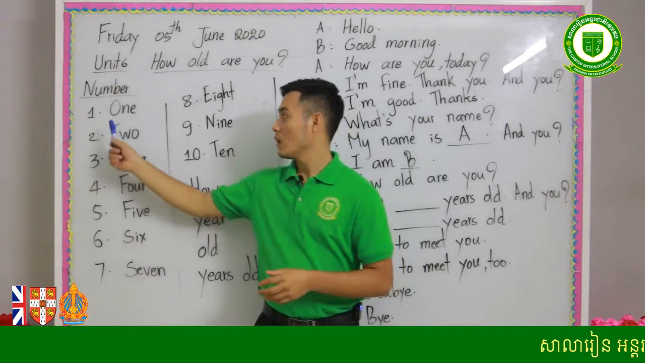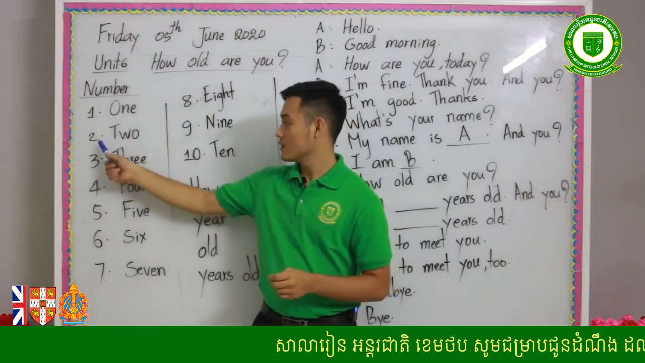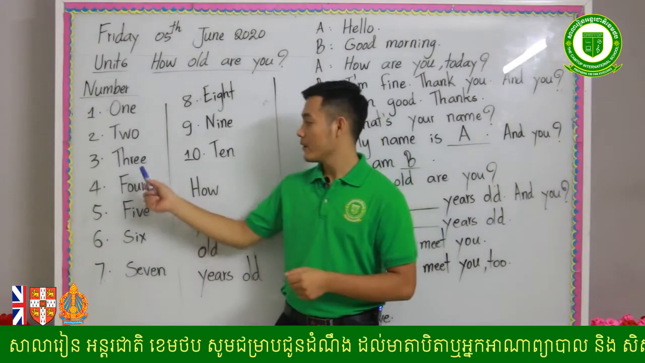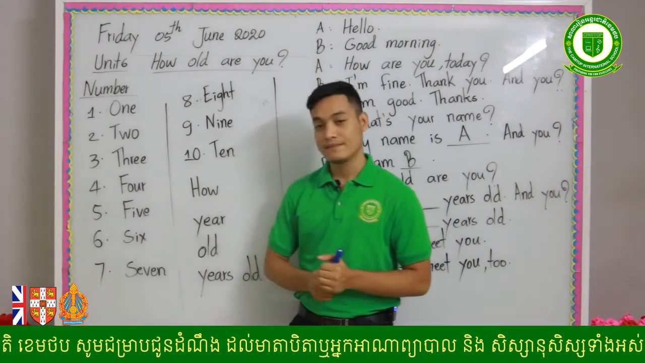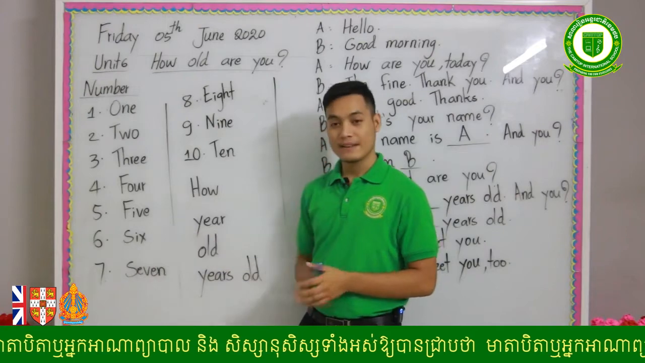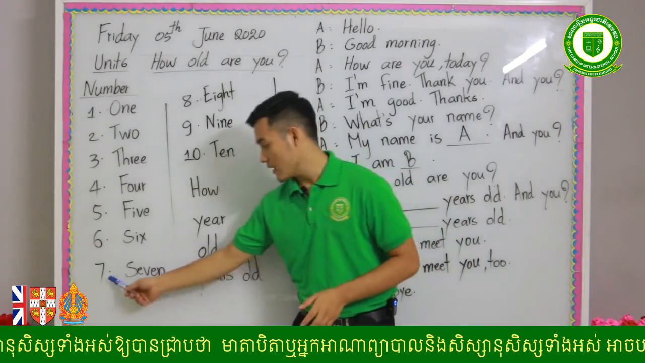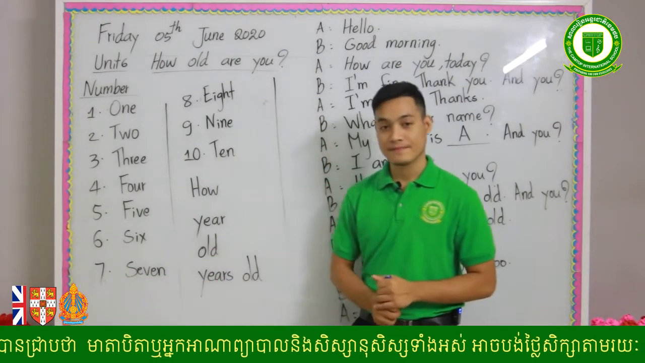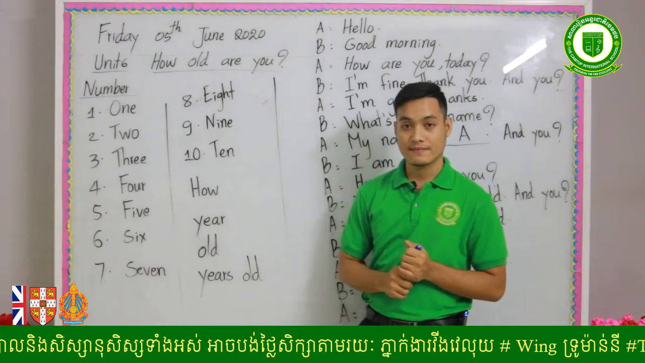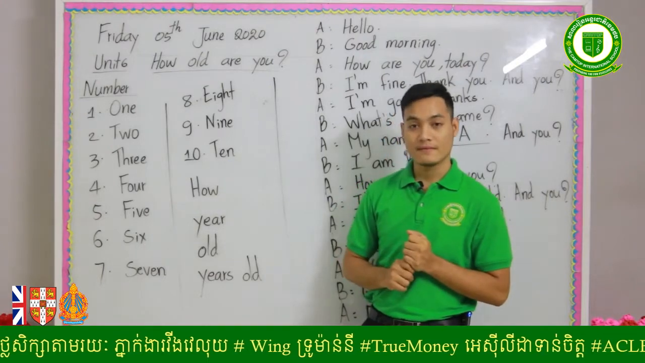Number. Okay, two times. One. One. Two. Two. Three. Three. Four. Four. Five. Five. Six. Six. Seven. Seven. Eight. Eight. Nine. Nine. Ten. Ten.